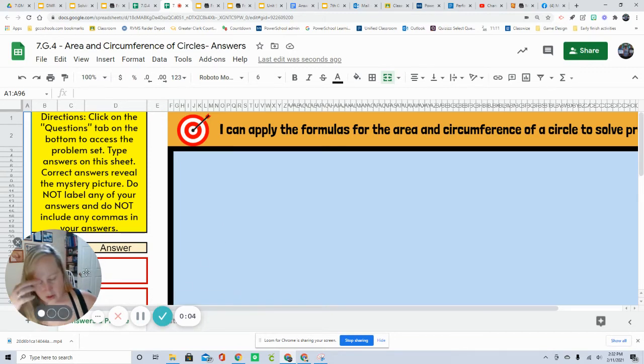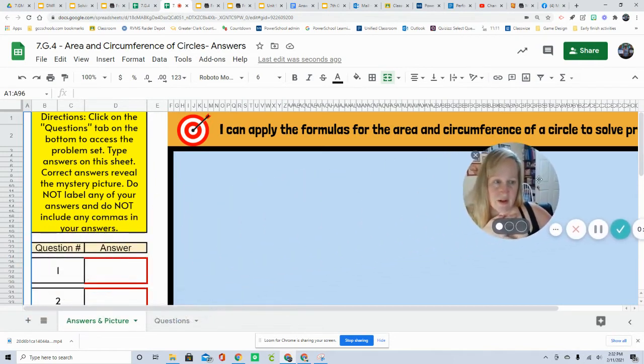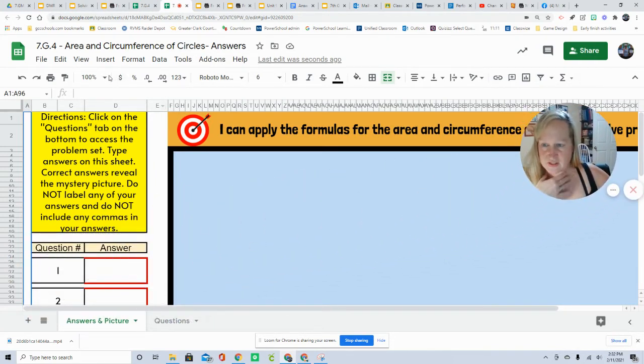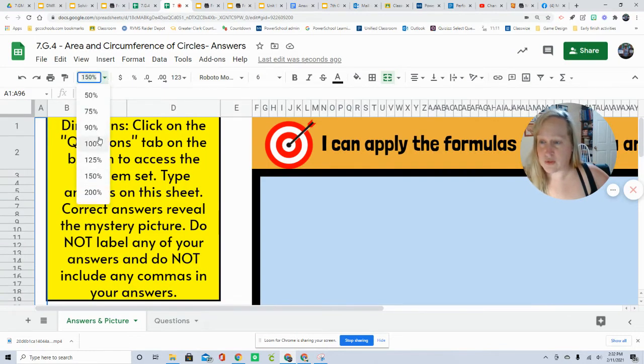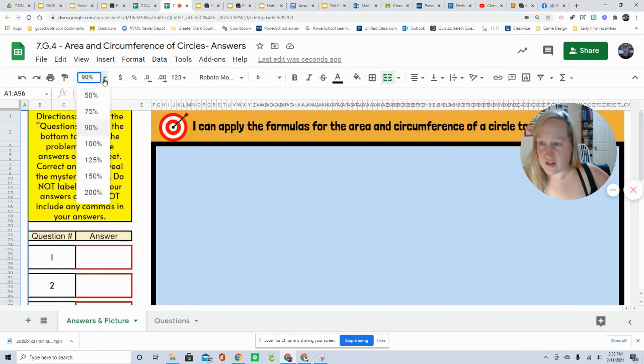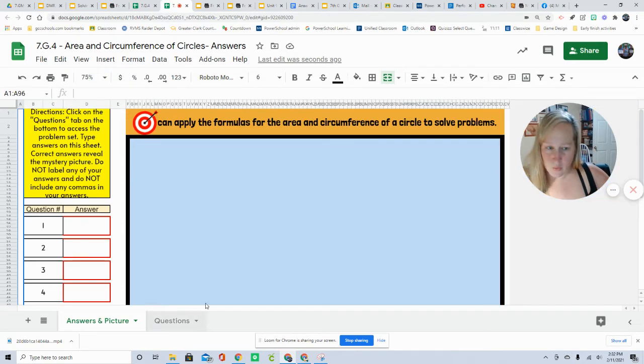Okay, so this is one that is going to review how to find the area and circumference of circles. Again, it's a mystery reveal, so as you do your problems, you will find out if your answers are right. This one is done a little differently, so I'm going to make this screen a little smaller so that I can see what's there.